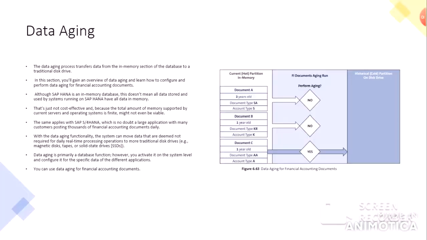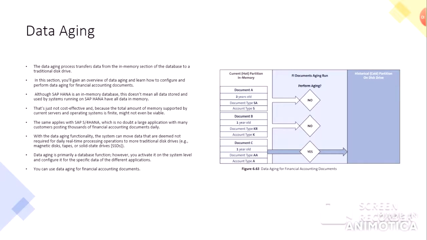Now moving on to data aging, the data aging for financial accounting documents. The data aging process transfers data from the in-memory section of the database to the traditional disk drive. In this section, you will gain an overview of data aging and learn how to configure and perform data aging for financial accounting documents.